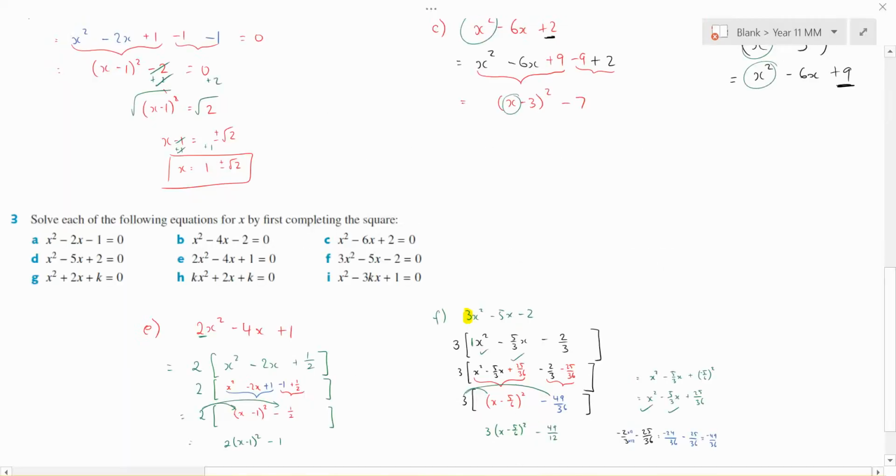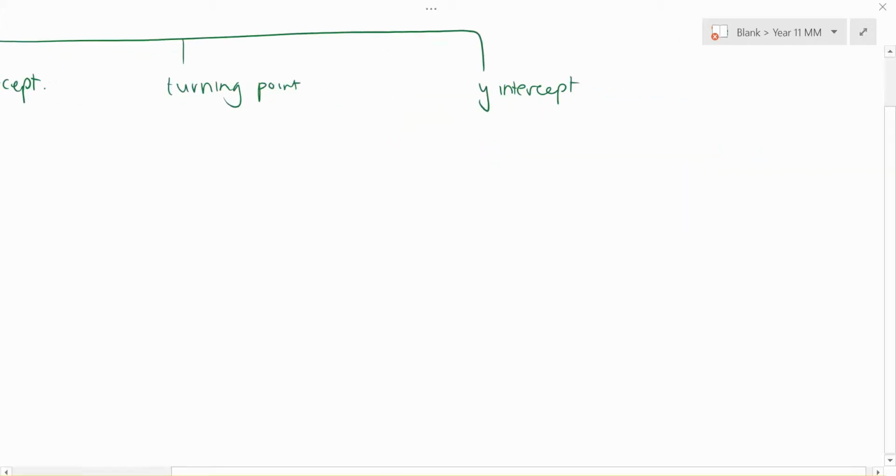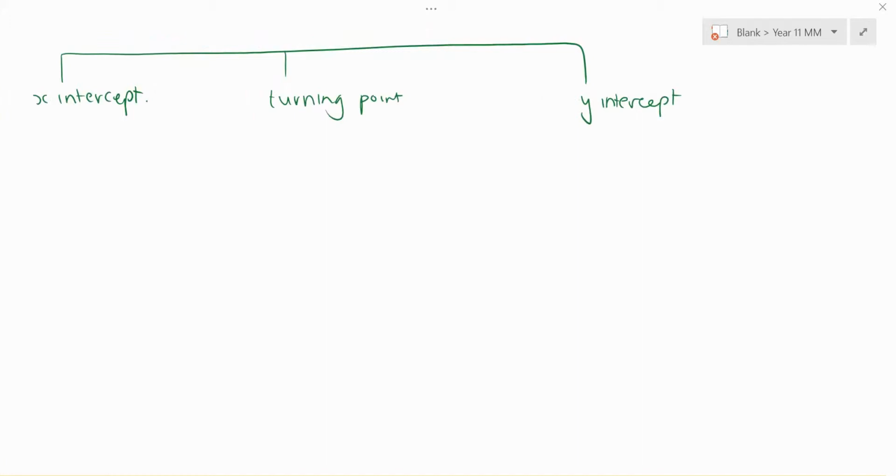What I'll be talking about in class, and what I want you to understand, is that when you're learning to sketch the quadratic graph, there are only three things you need in order to sketch a graph. You need, one, the y-intercept, okay? We need the turning point, and the x-intercept, okay?